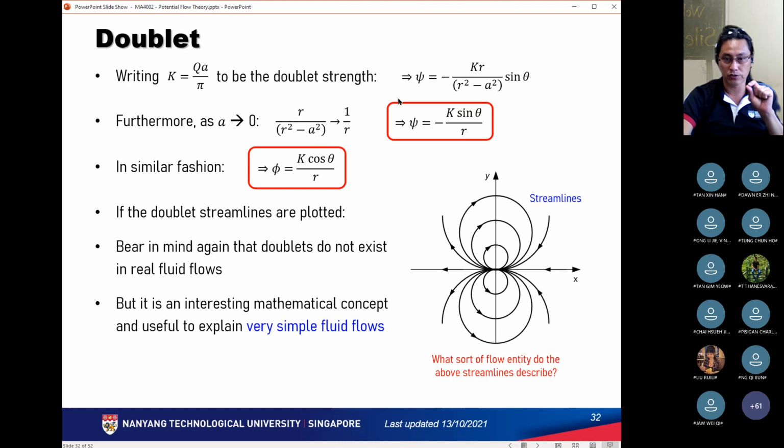If we plot out the streamlines using this stream function, you're going to get something very, very interesting. It doesn't look like a source. There's no source in there now. There's no sink in there now. You don't see any source and sink arrow. Instead, you're going to have two spiraling things, one above the x-axis, one below the x-axis. And this is how a doublet will look.